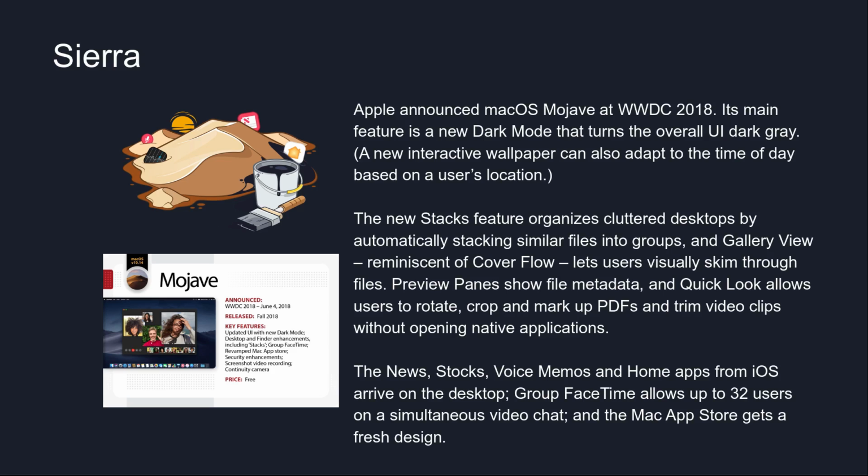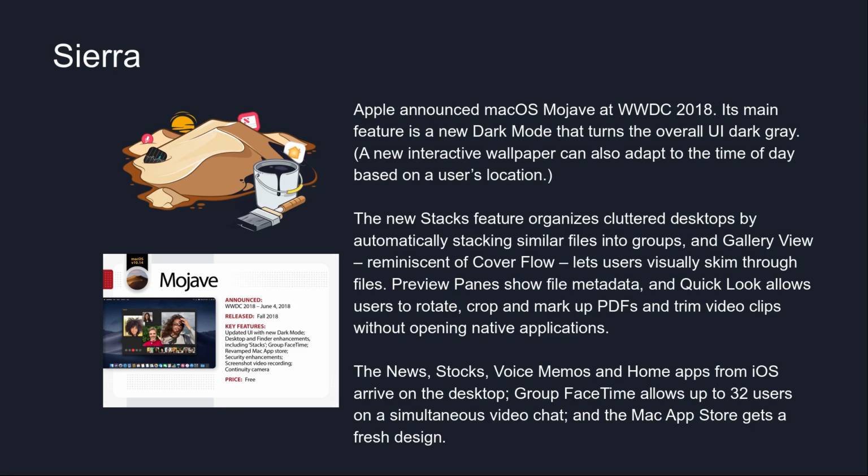The main feature is its new dark mode that turns an overall dark gray. And also this could be adapted to the time of day. So if you wanted, you can select the desktop could be light, and then as the day goes on, it could be dark. The new stacks feature organizes the cluttered desktop by automatically stacking similar files into a group, and gallery view, reminiscent of cover flow, lets users virtually skim through files.